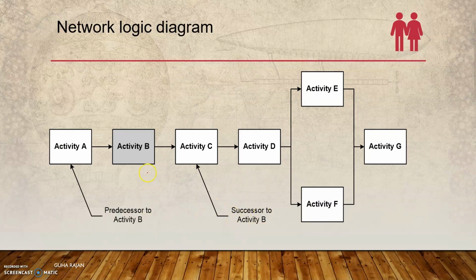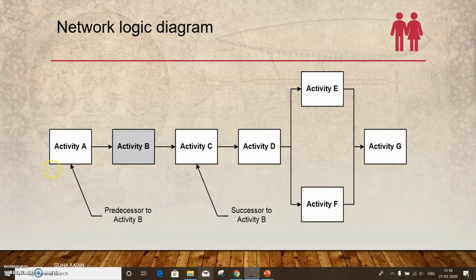Suppose, for example, you have activity A, activity B, activity C. This is the predecessor of activity B, and B is called the successor of that activity. Then you can start activities E and F simultaneously. There is no dependency over here. Once both complete, you start off with activity G. This is called the network logic diagram. You will have the Gantt chart as well, where after activity A, activity B starts and so on.